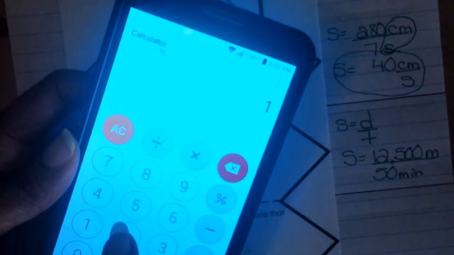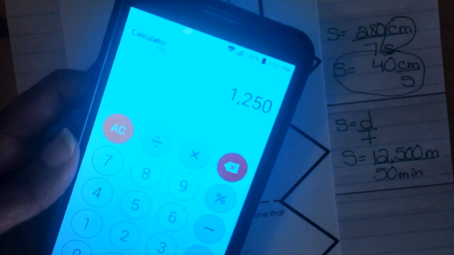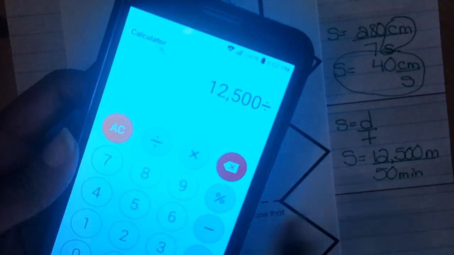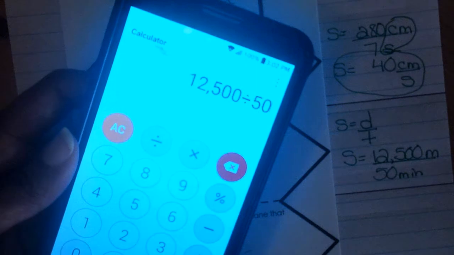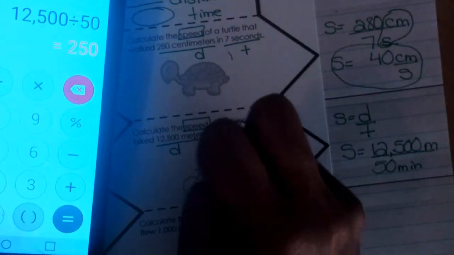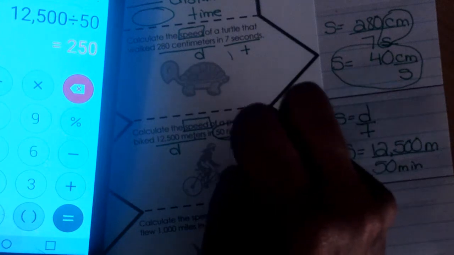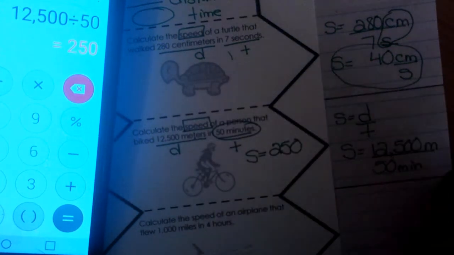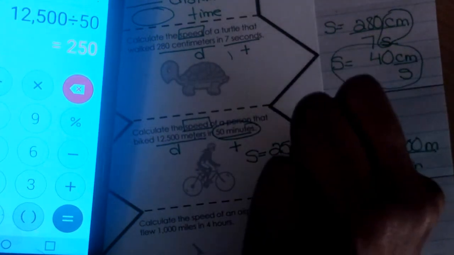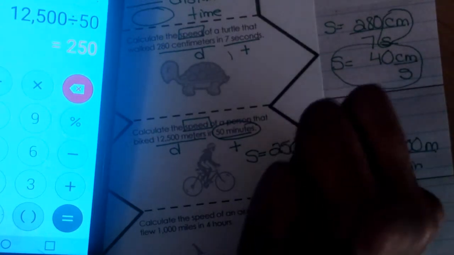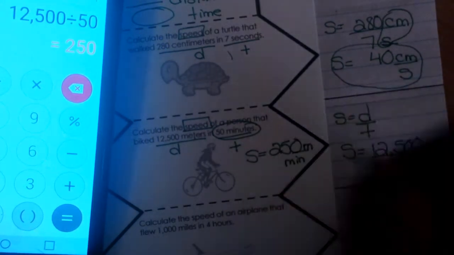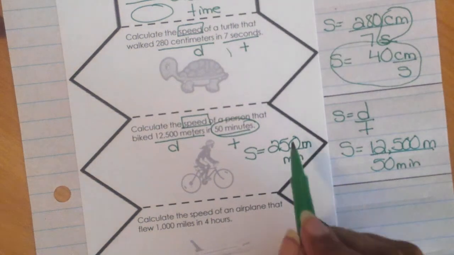So 12,500 divided by 50, 250. So I'm going to write it over here. So your speed is 250. Don't forget your units. Meters per minute. And we're going to circle our answer.